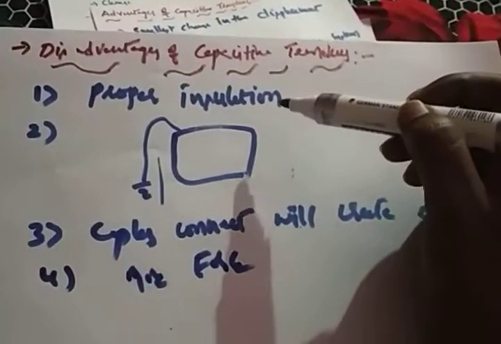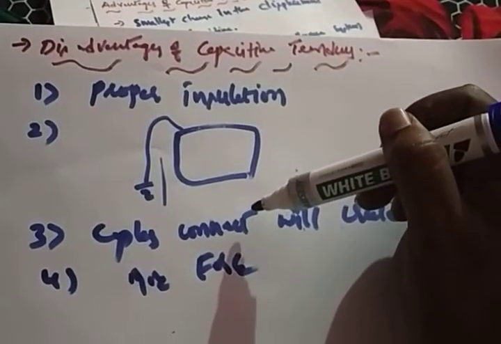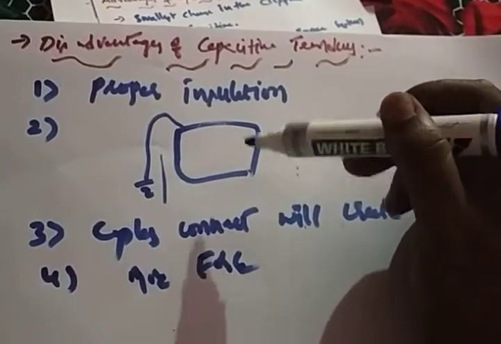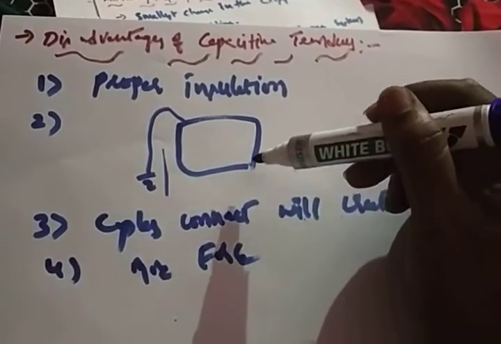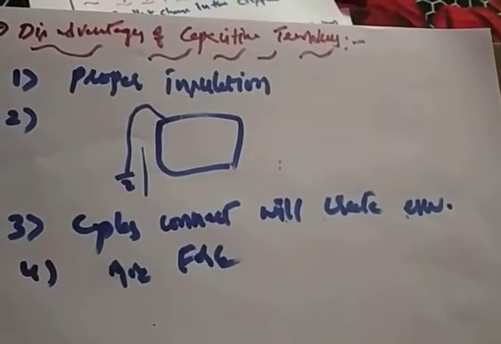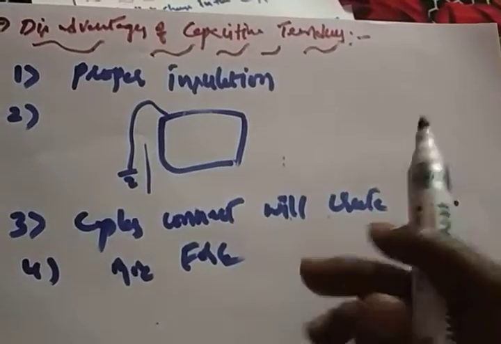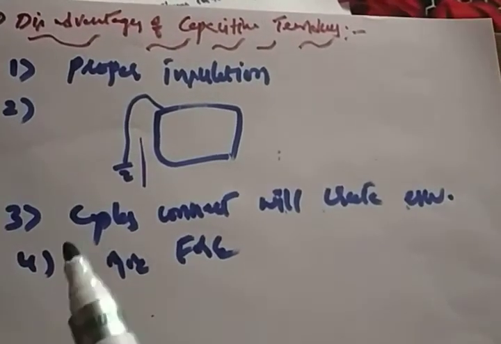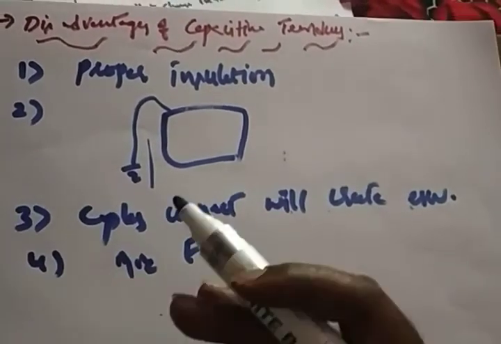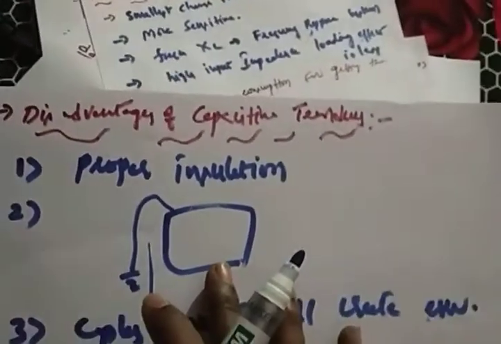So the first one is that we should maintain proper insulation, and the second one is that the case should be properly earthed, otherwise a stray magnetic field is developed and definitely the capacitance will get damaged. The third one is that the cables connected to the capacitive transducer will create an error. And after that, more force is required to move the displacement or distance variations. So these are the disadvantages present in the capacitive transducer.